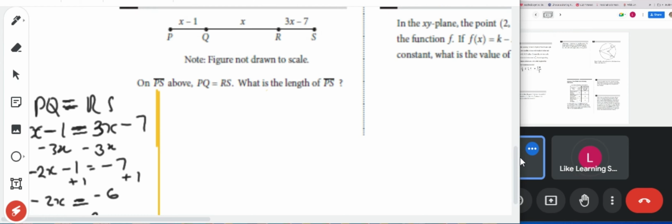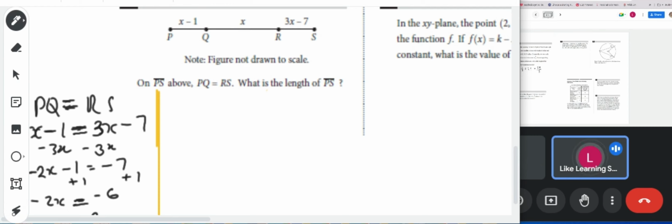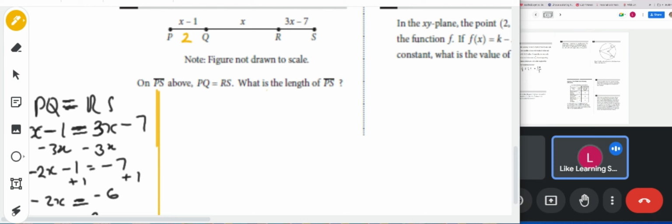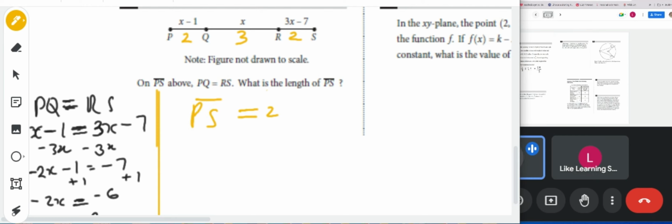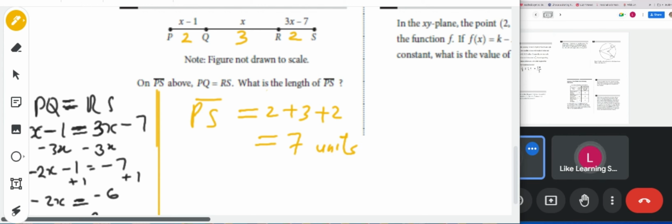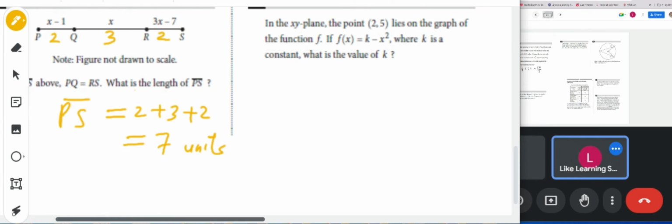So P to Q becomes 3 minus 1, which is 2. Q to R is just 3. This one is also 2. So the length is 2 plus 3 plus 2, that's 7 units. Alright, I think that's clear.